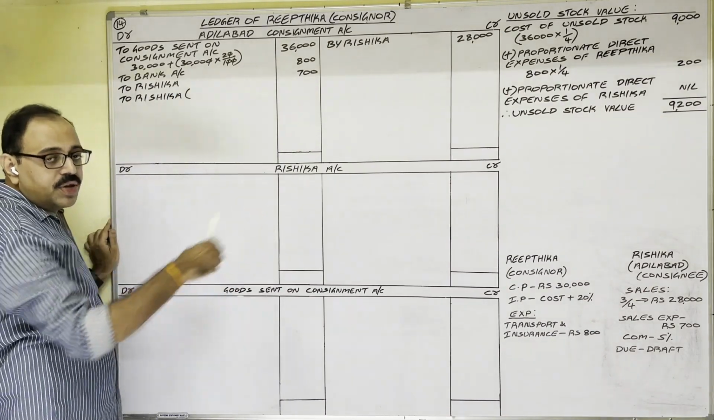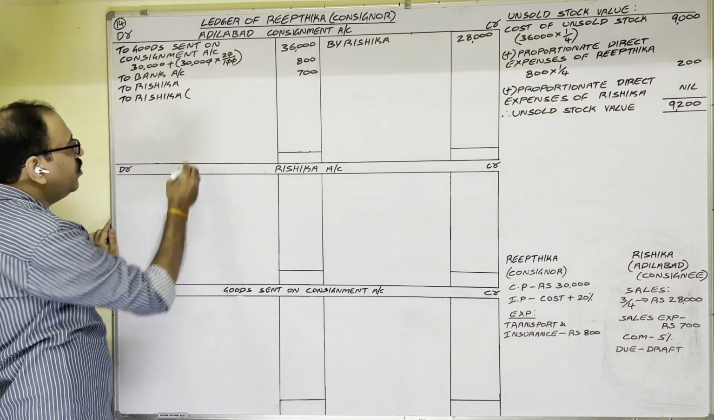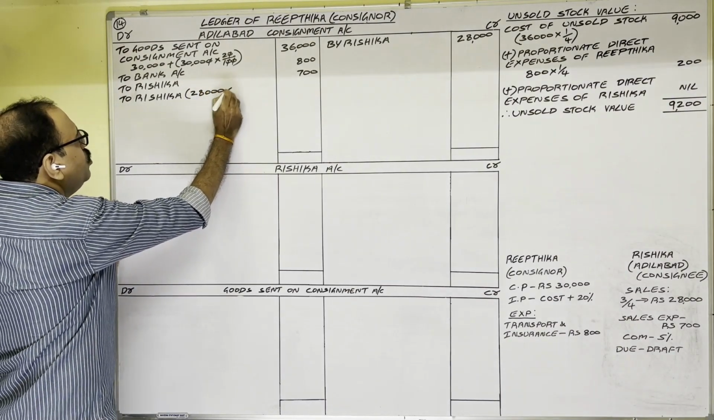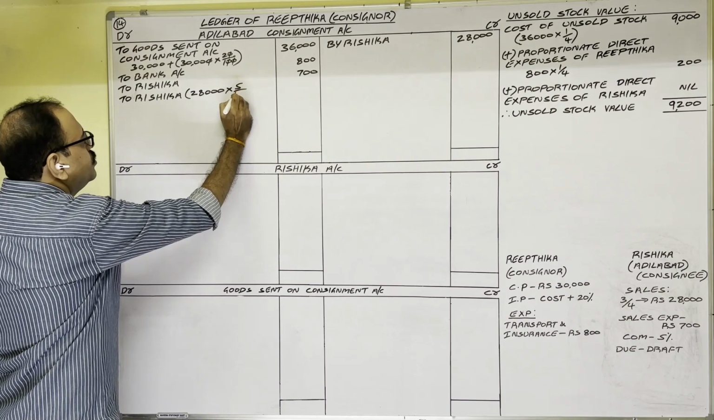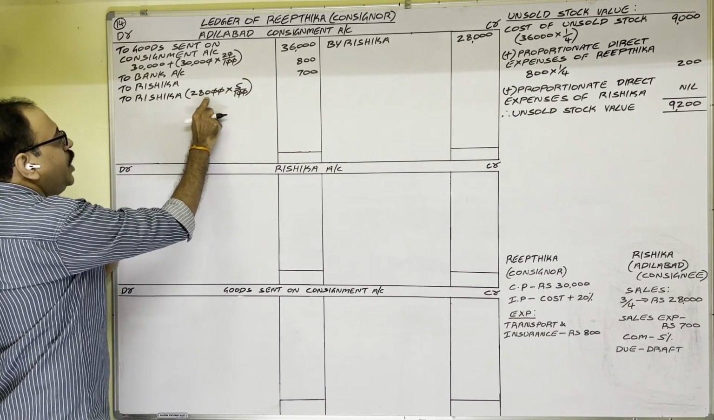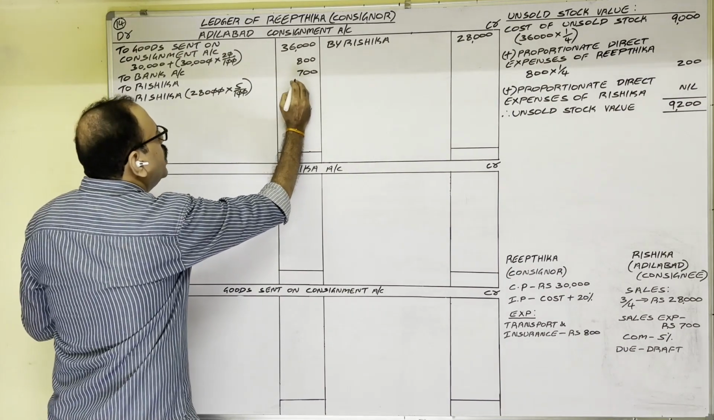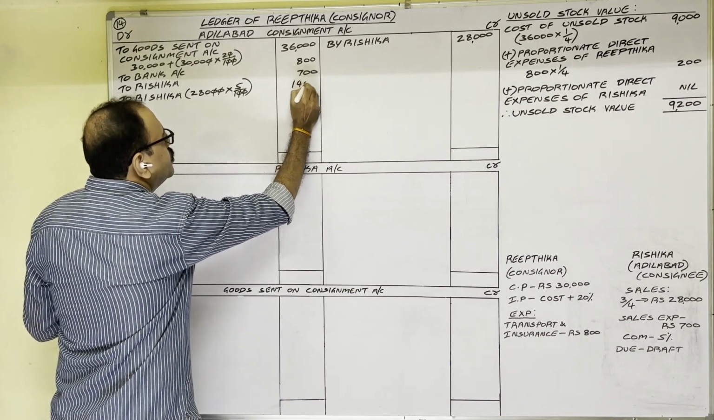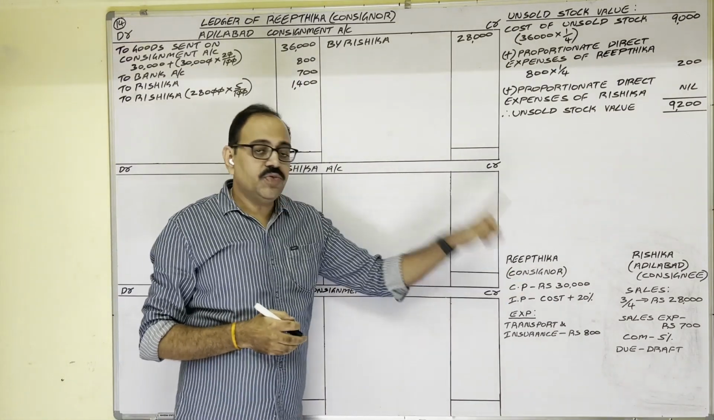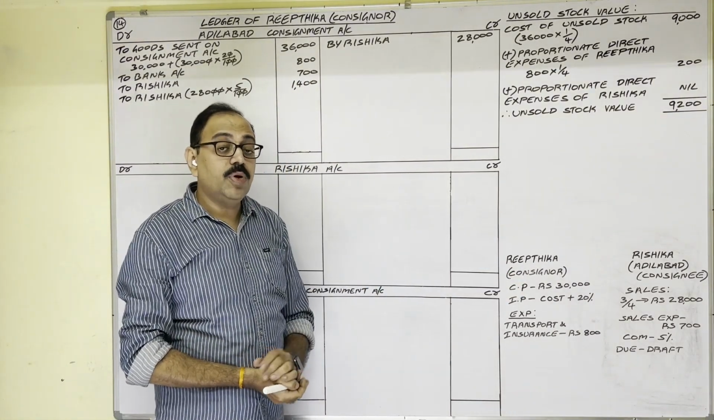Commission on sales we have to calculate. Sales amount 28,000 rupees. 28,000 into 5%. 280 into 5, 1400. So all transactions we have posted. Next come to unsold stock.